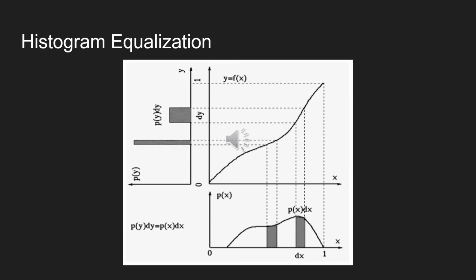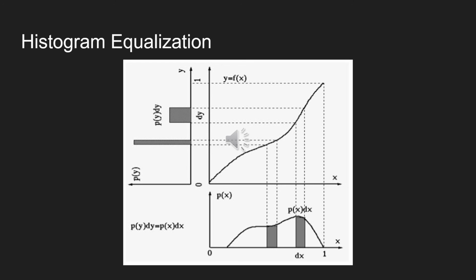Histogram equalization can be understood from the image present in this slide. The figure shows that for any given mapping function y equals f of x between the input and output images, the following holds: dy equals p of x dx, where p of x is the initial probability density function and p of y is the final probability density function after applying the transformation y equals f of x.